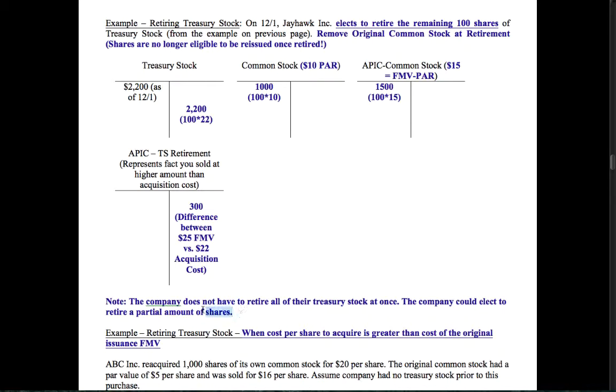Again, I just want to make sure you understand that you do not have to retire all of the treasury stock at one time. If, for example, you had to retire half of the remaining shares, so 50 shares instead of the 100 that was remaining, each of these balances would be reduced by half, because you would only need to record the amount of shares retired times their appropriate balances.